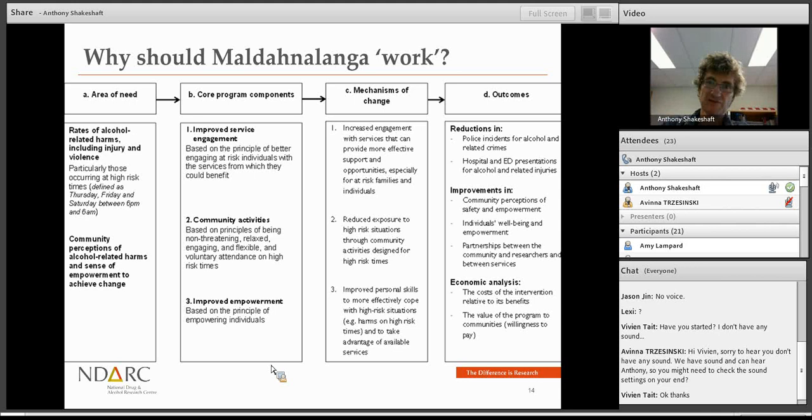The mechanisms of change are really similar to BackTrack. The first one is trying to increase the engagement with services so more people can benefit from getting access to services. The community activities are about reducing people's exposure to high-risk situations. And then the third one is, again, improving the sense with which people feel like they can make changes in their own lives. And then the outcomes we've talked a lot about.